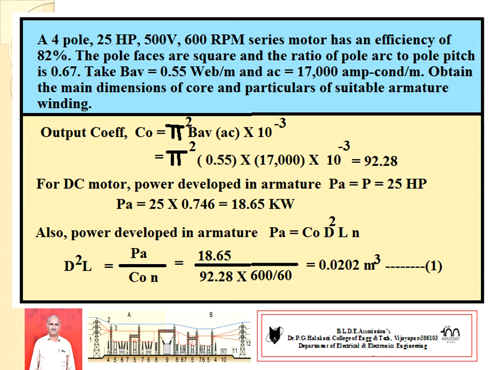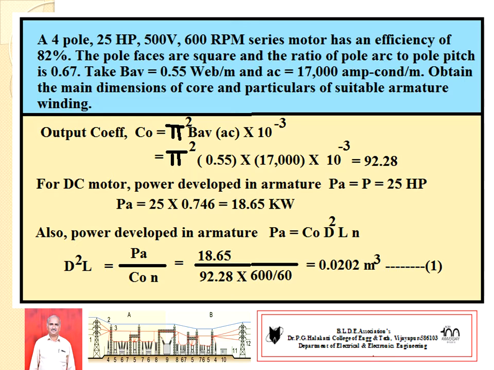All of you take down the data in symbolic manner. So now output, it is given in HP, very first point we have to convert into kilowatt, and supply voltage is given 500 volts. Speed of the machine N, it is given 600 RPM, and it is the series motor, I equal to IA, and efficiency is given 82%. Ratio of pole arc to pole pitch Xi, it is given 0.67. B average directly given 0.55 Webers per meter square.